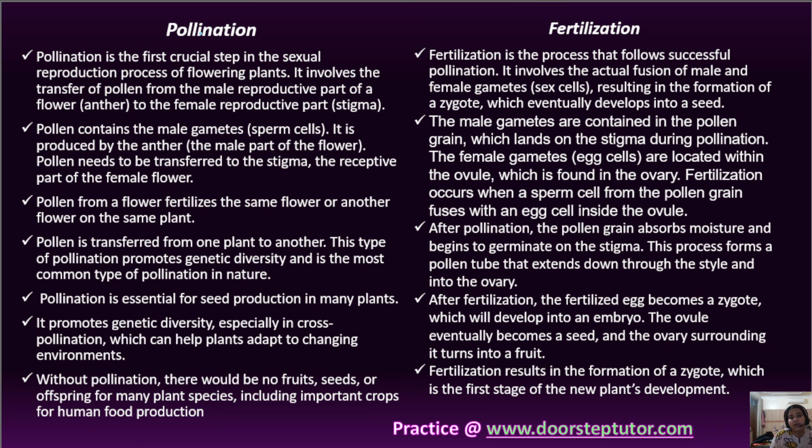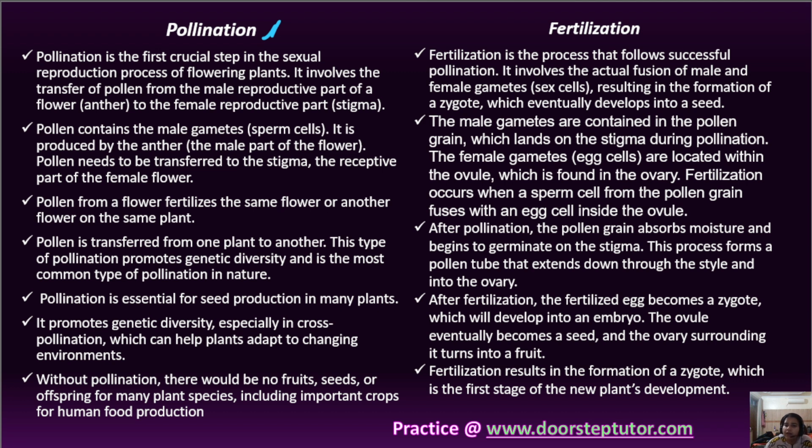Firstly, we are talking about pollination. Pollination is the first crucial step in the sexual reproduction process of flowering plants, which we can also call angiosperms. It involves the transfer of pollen grains from the male part to the female part. The male part is the anther. The anther has pollen grains, which later have to land on the stigma, the female reproductive part on which the pollen grains land.